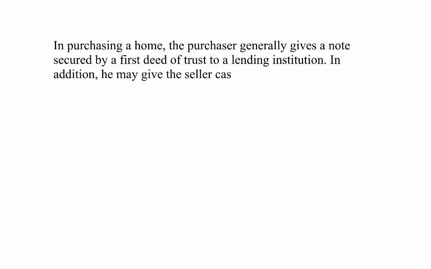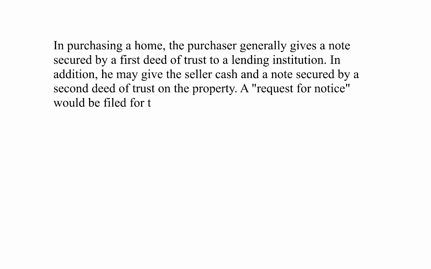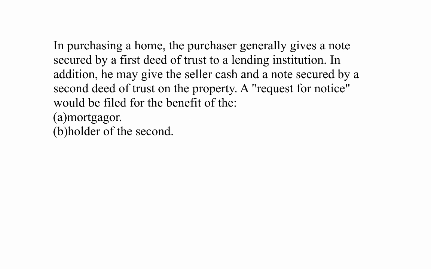In purchasing a home, the purchaser generally gives a note secured by a first deed of trust to a lending institution. In addition, he may give the seller cash and a note secured by a second deed of trust on the property. A request of notice would be filed for the benefit of the A. Mortgagor, B. Holder of the second, C. Trustor, D. Holder of the first.